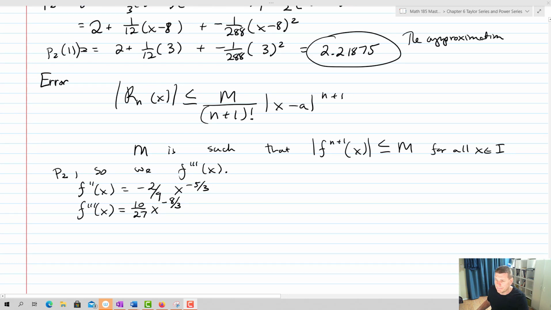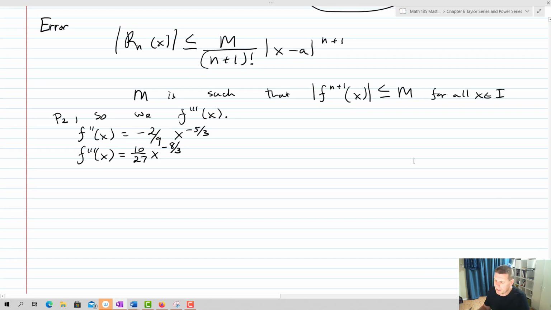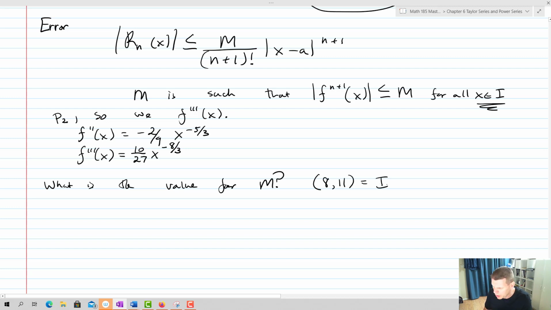Now I need a boundary. I want to figure out what is the value for M. My interval, x belongs to I, is in the vicinity of 8. So we're going to be from 8 to 11, that's I. We're going to look for the biggest value we could possibly have. The biggest value is going to be when x equals 8.